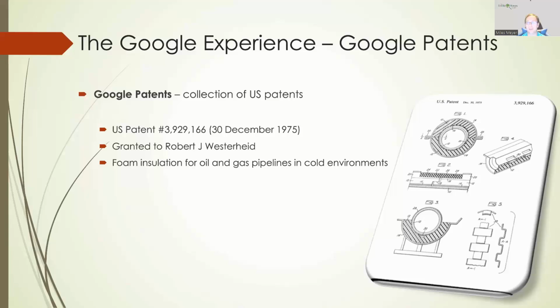This is a patent that was issued in 1975 for Robert Westerheide, who's a distant cousin of mine. It is for foam insulation of oil and gas pipelines in cold environments. This patent was utilized on the Alaska pipeline. I can read all about the patent, the importance of that patent, and find more information. All I did was go into Google Patents, type in a last name, and look up that information.